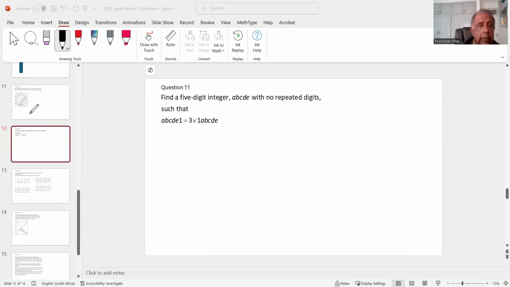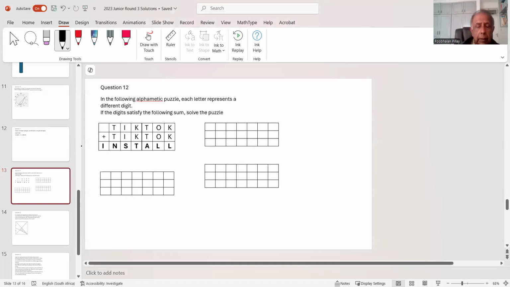Okay, so the next problem is number 12. Now this is an arithmetic puzzle. You've seen this, where you've got a 6-digit number and you're adding it to itself, tick tock, tick tock. And when you add it, you get install. Each letter stands for a digit. So you've got a 6-digit number here. The digits are from 0 to 9, and a single symbol, you must use the same letters for those symbols.